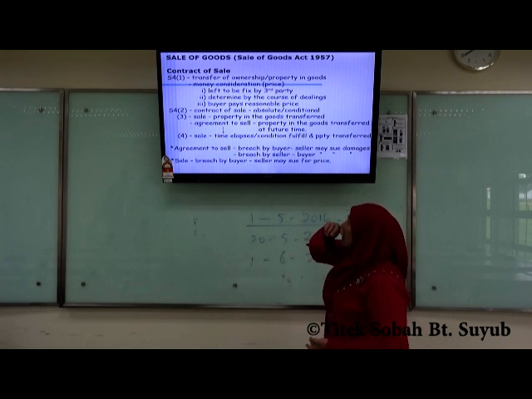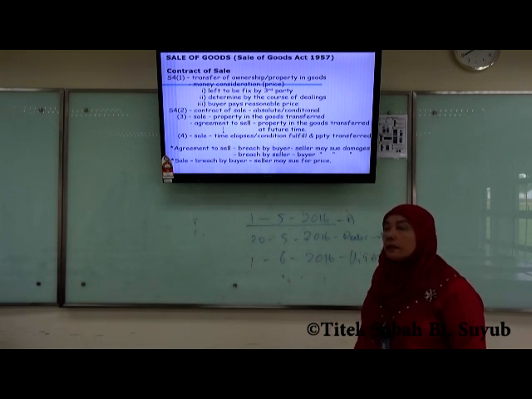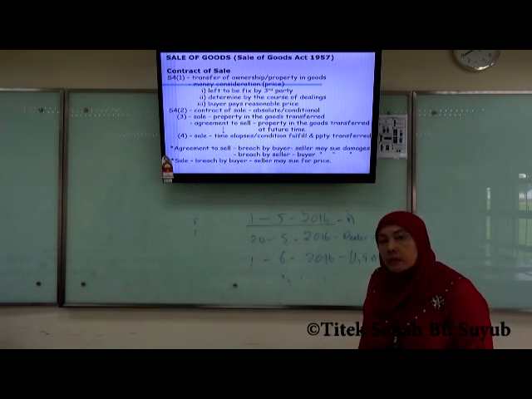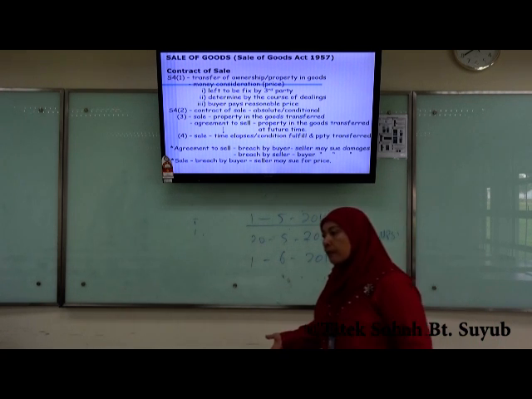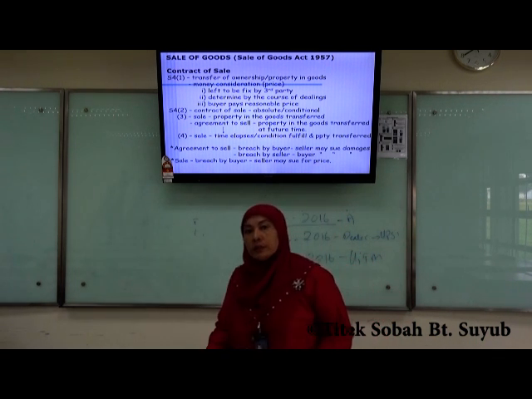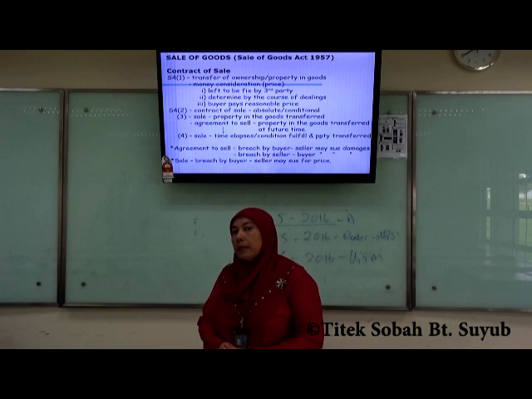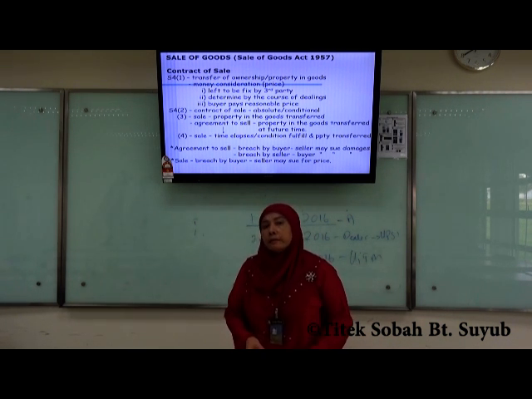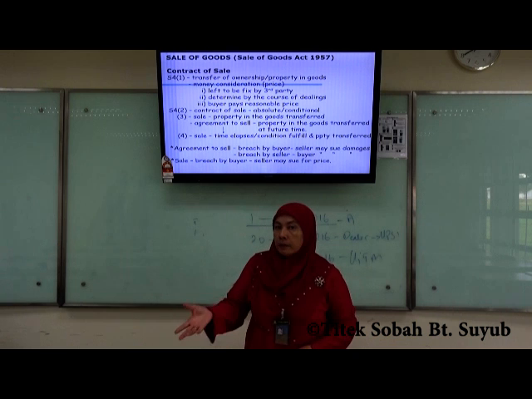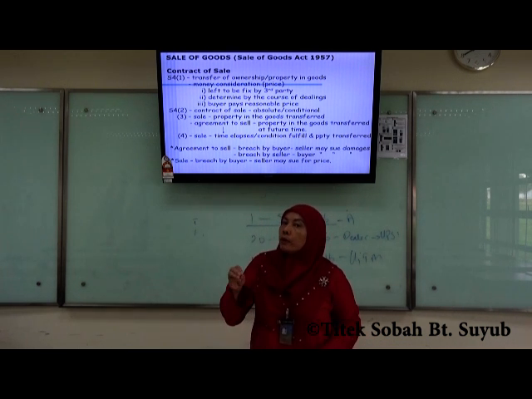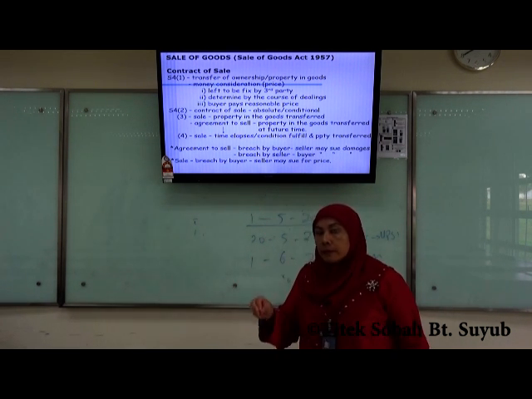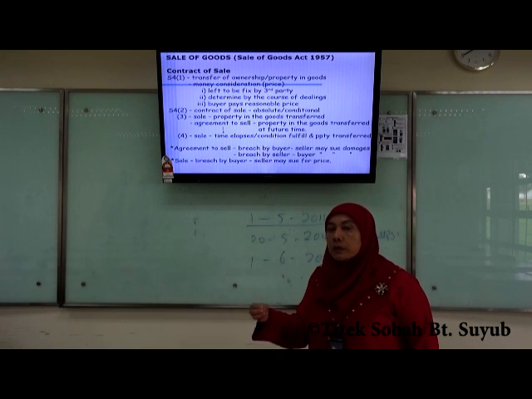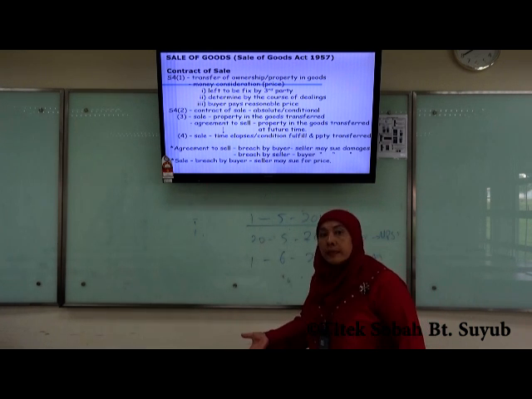And secondly, the price can be determined by the course of dealings. What does it mean by course of dealings? In the case of an auction, how is the price determined? In the case of an auction, the price is determined through the highest bidder. So that will be the price under this contract of sale, because that is how the process is done.